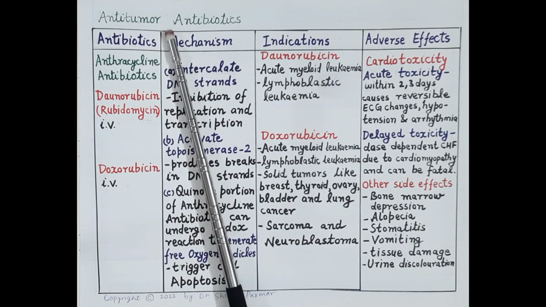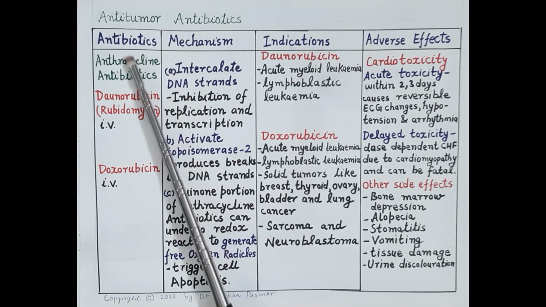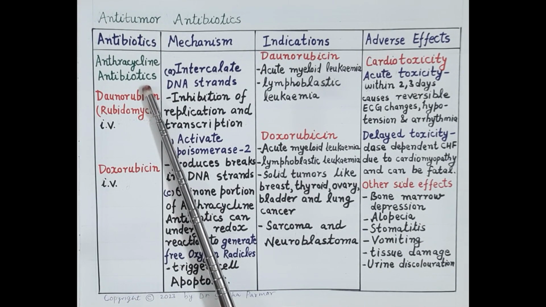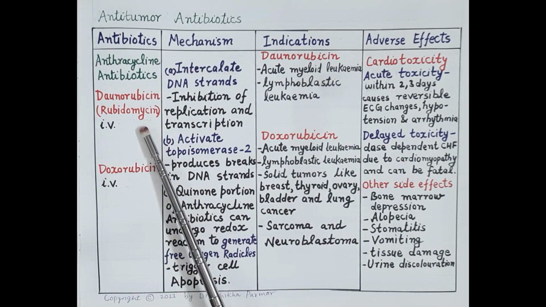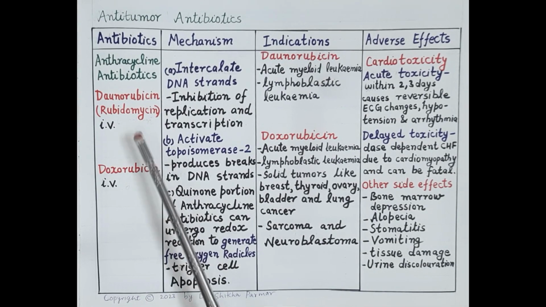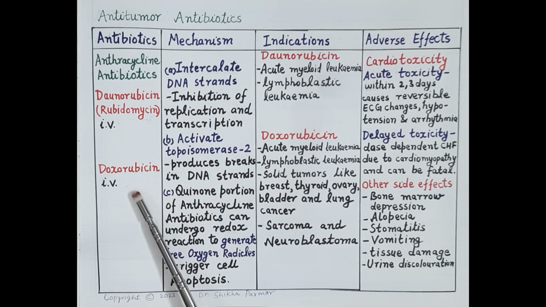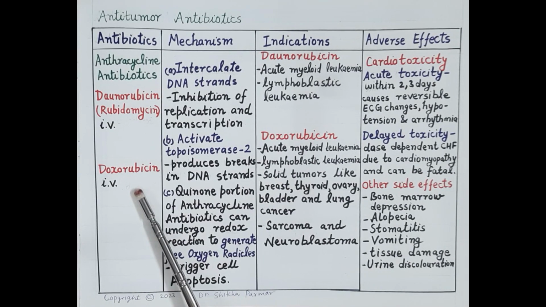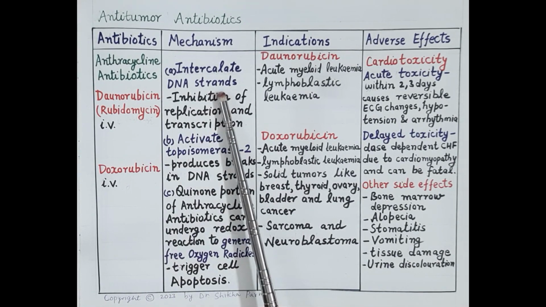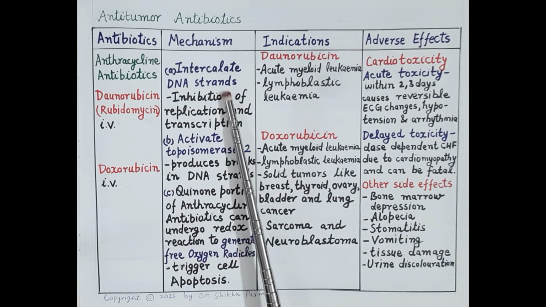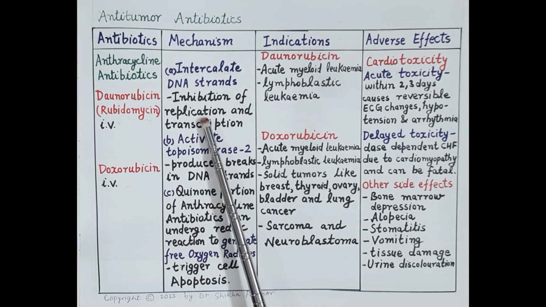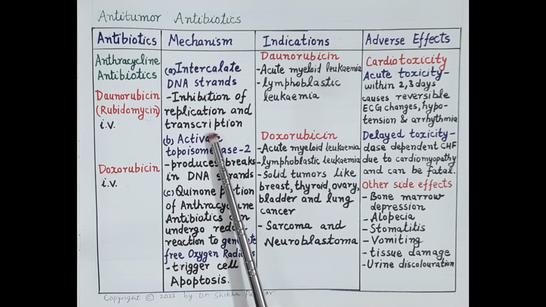Now next type of anti-tumor antibiotics are Anthracycline antibiotics. Now here we are going to discuss 4 Anthracycline antibiotics, namely daunorubicin, then doxorubicin, then epirubicin, and Mitoxantrone. All these Anthracycline antibiotics are given intravenously, and all Anthracycline antibiotics intercalate between DNA strands, and thereby this causes inhibition of DNA replication and RNA transcription.